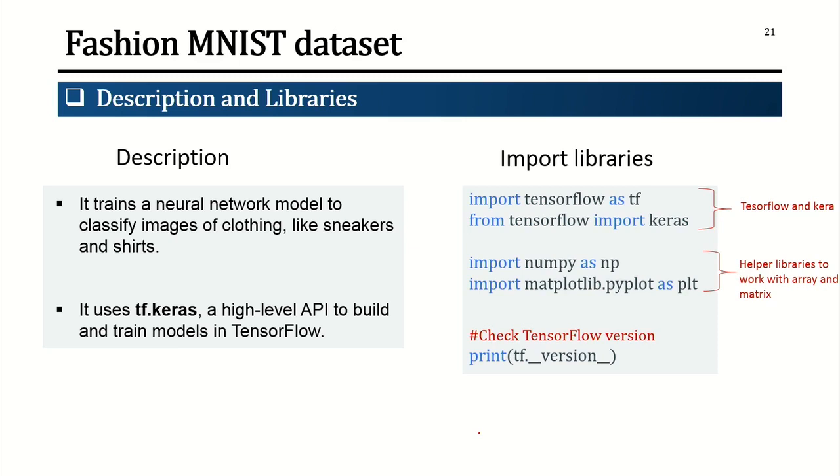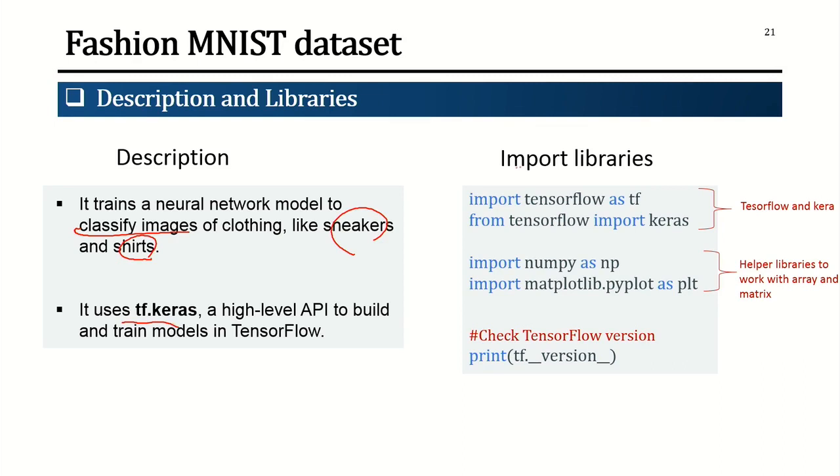So in this example, it trains a neural network model to classify images of clothing like sneakers and shirts, which are provided from the Fashion MNIST dataset. And it uses Keras, which is a high-level API, to build and train the models in TensorFlow.